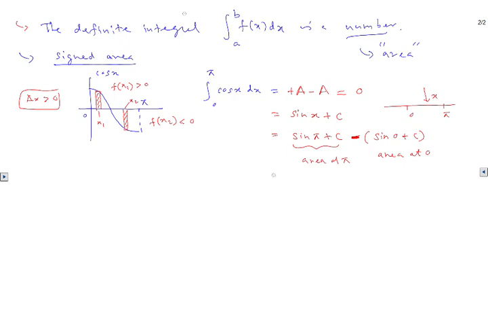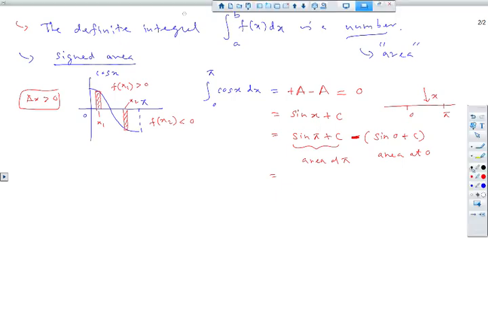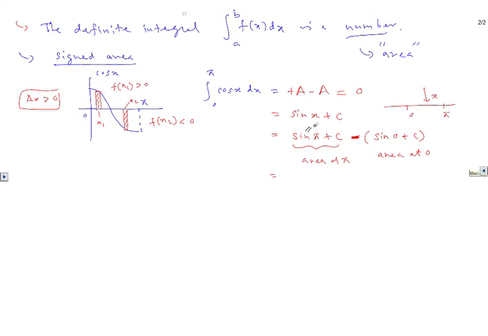Okay, so let's simplify. What is sine pi? Sine pi is 0. So this is 0. How much is sine 0? Sine 0 is 0. If you forgot that, let's look at the sine graph. This is a sine graph.